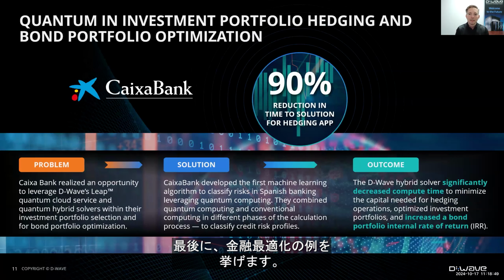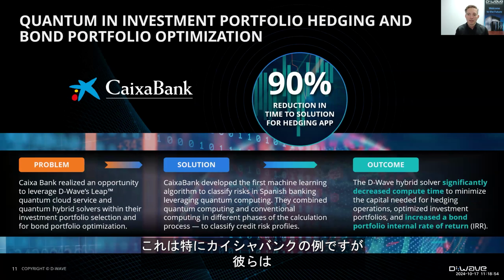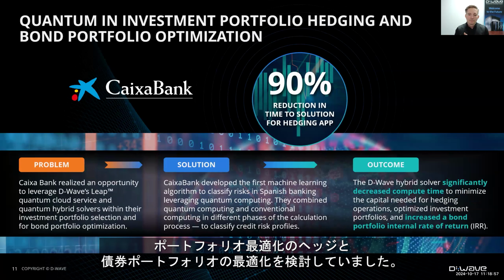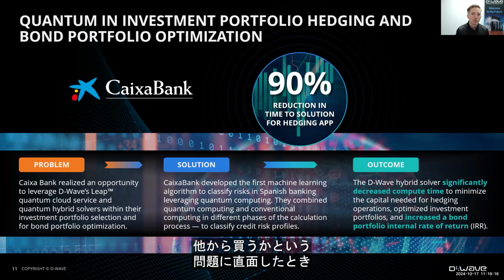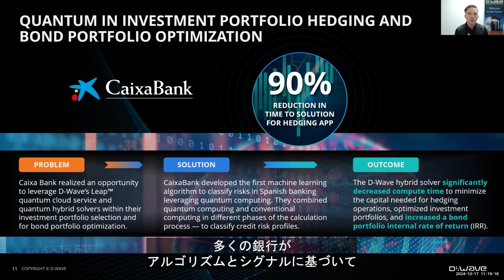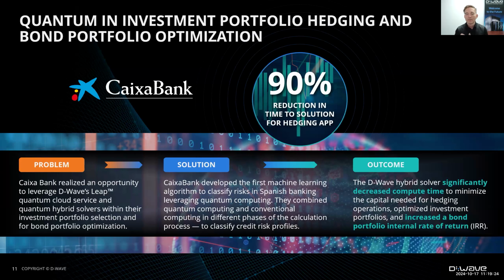Lastly, I'm going to bring up an example in financial optimization. So this is specifically with CaixaBank, where they were looking at portfolio optimization, hedging and bond portfolio optimization. Now, quantitative finance is an interesting example because it's one where it's very difficult when the organization is facing: am I going to build this solution myself, or am I going to buy this solution from somebody else? A lot of banks compete very strongly with one another based on their algorithms and their signals. So they're very reluctant to share information with outside firms.